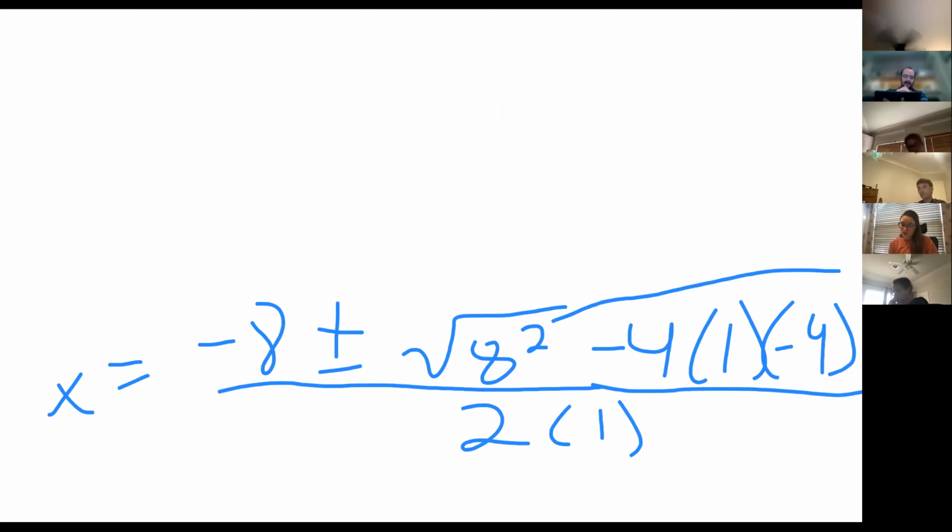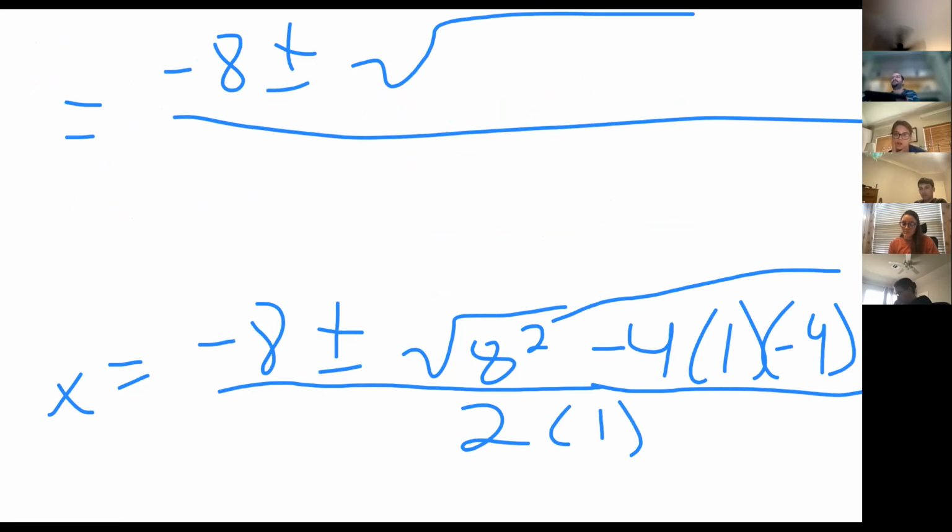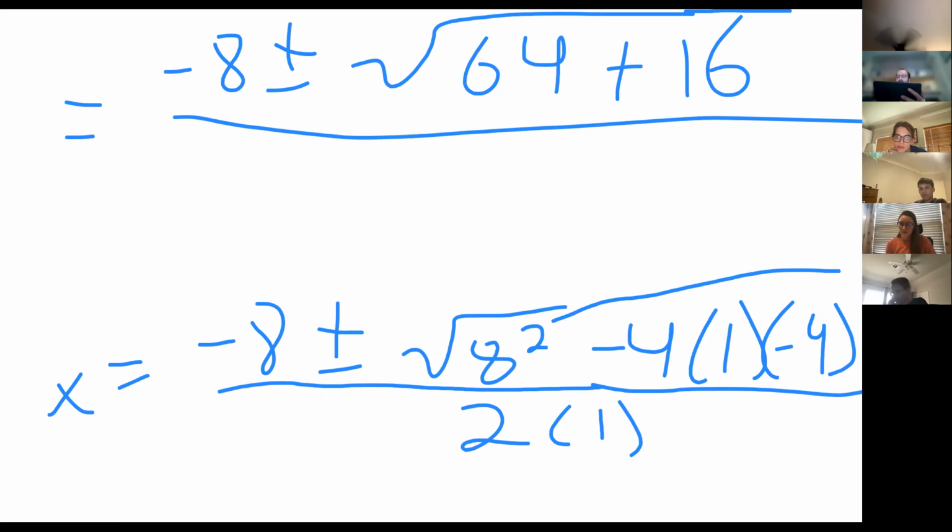Okay. And this is a minus 8 plus or minus. So we got a little bit of cleaning up to do inside this radical. I think the first thing is exponents, I believe. So we got 64. 8 times 8 is 64. And then I just did plus 16. What was the sign? Plus 16. So 4 times 1 times 4 is going to give me 16. That's it. And then over 2. Yep. That's the next step.